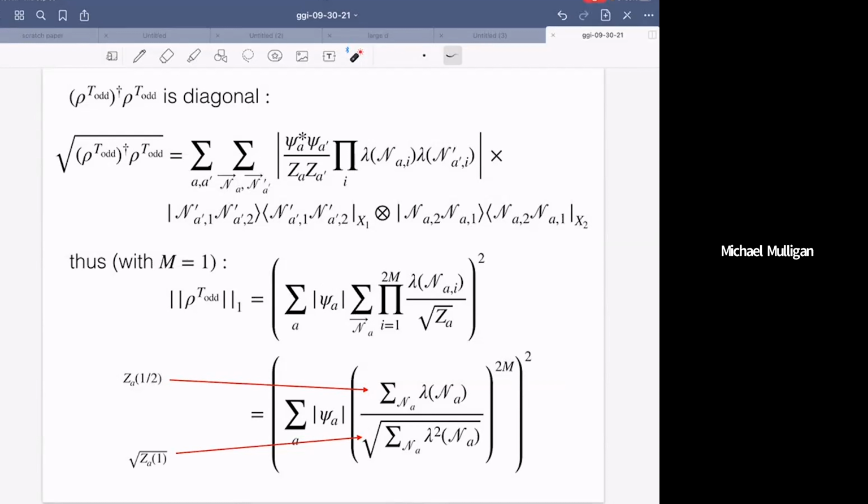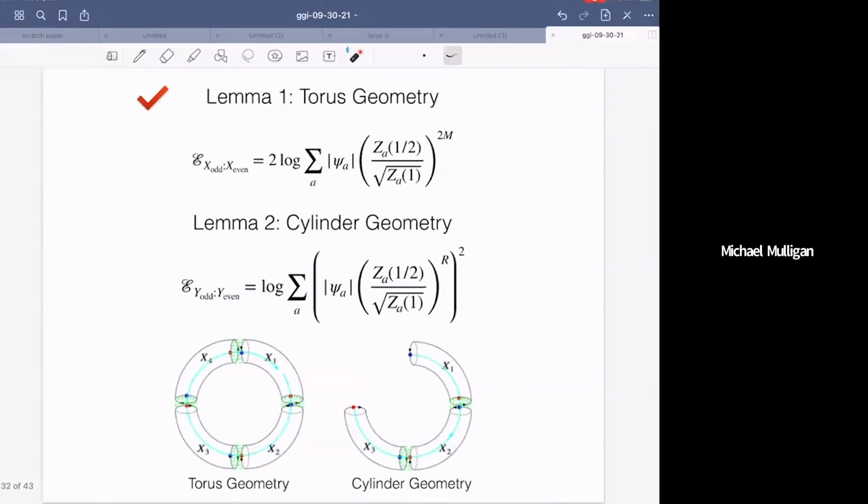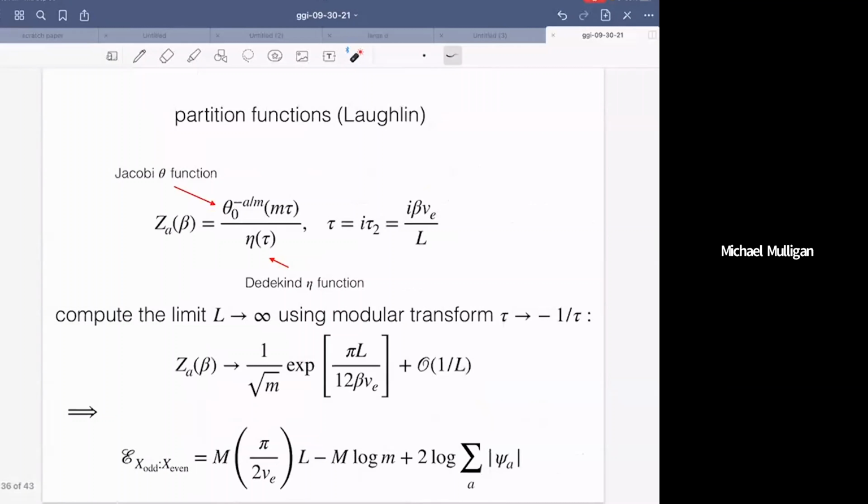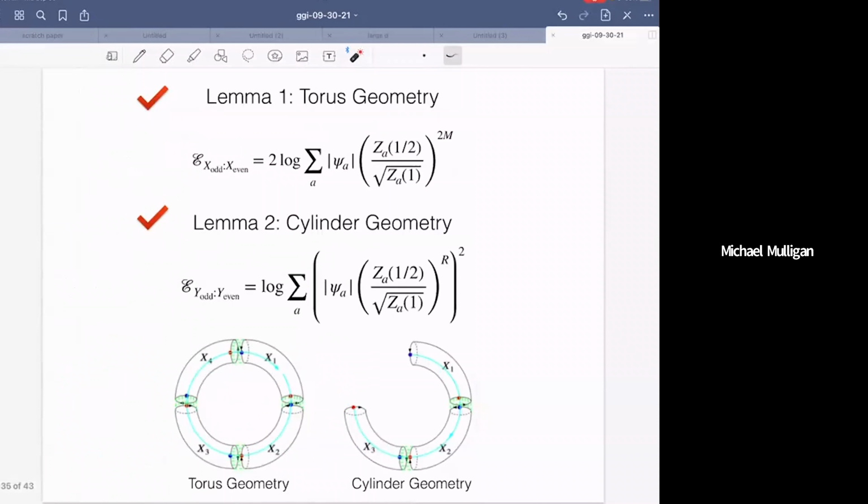On these slides, which I'll post later, I've given the simplest example of a torus in terms of 2 cylinders, or a cylinder decomposed in this case in terms of 3 cylinders, and how those proofs go. Let me cut to more of the results. So once you have these results and these lemmas where the entanglement negativities are expressed in terms of these partition functions, then it's just a matter of computing the partition functions, which are largely known results.